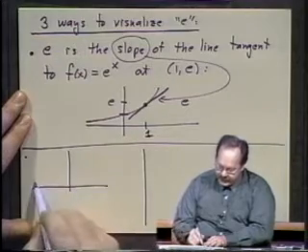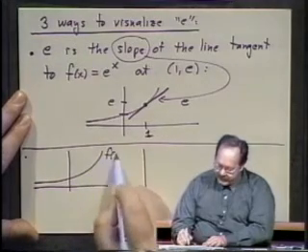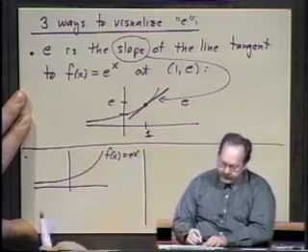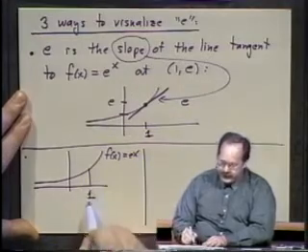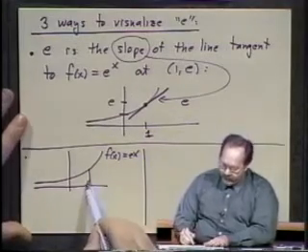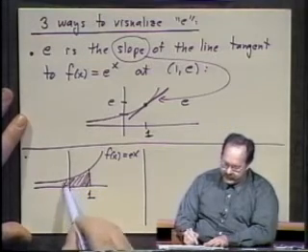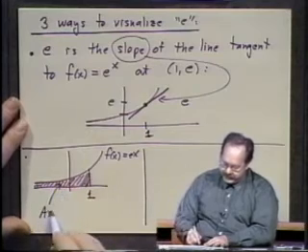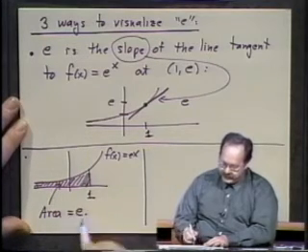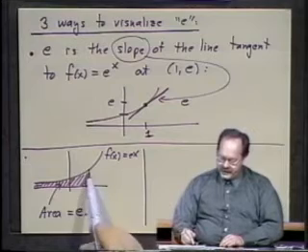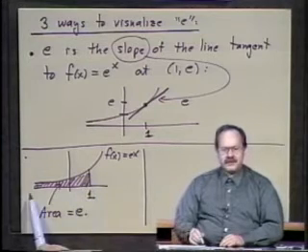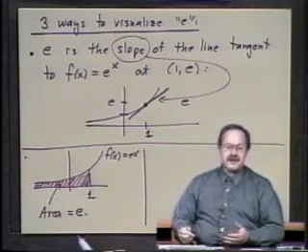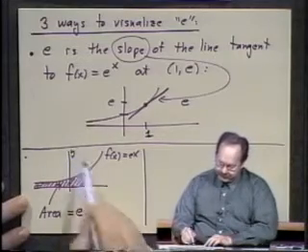Here's the first one. Again, this is the f of x equals e to the x curve. And here is 1. And if you take all the area under the curve, starting at 1 and going to the left all the way out to infinity, guess what that area is? That area is e. So e represents the area from 1 backwards all the way out to infinity. So that's a way of looking at e.